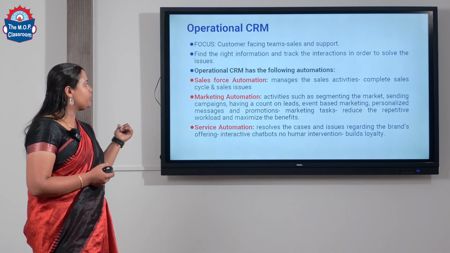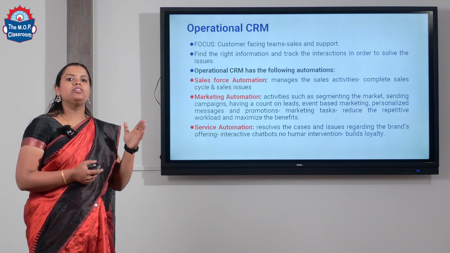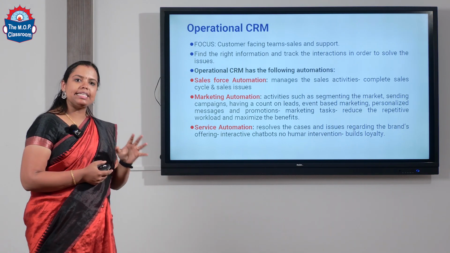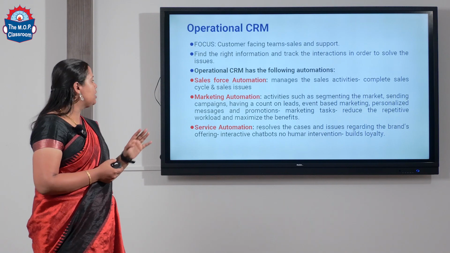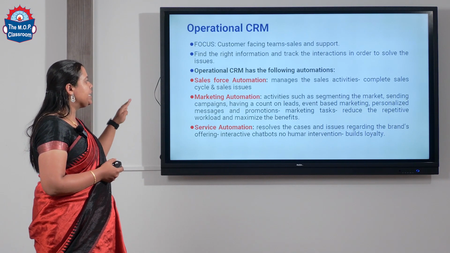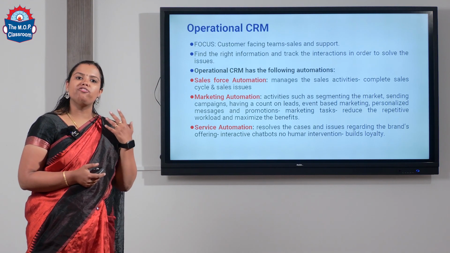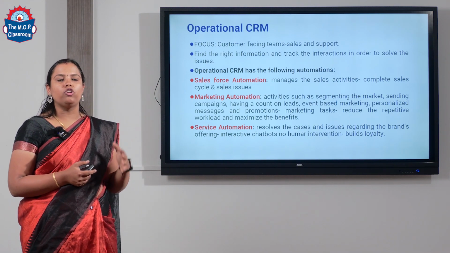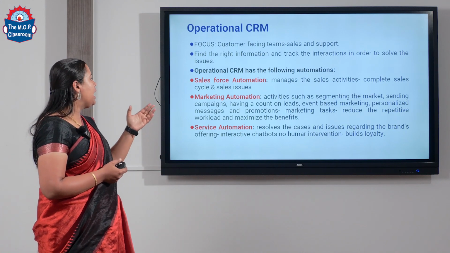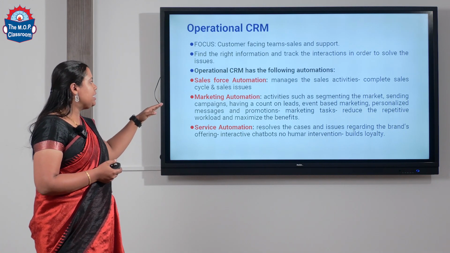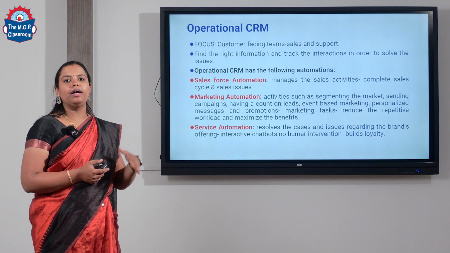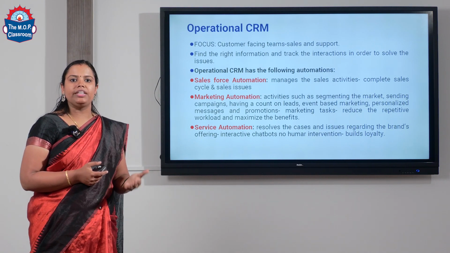First one is your sales force automation, where it completely manages your sales activities, your sales cycle and resolves all the sales issues. Next is your marketing automation. Marketing automation mostly deals with personalized messages and what kind of marketing campaigns you take up, in offline or online marketing systems. Definitely, this will reduce the human campaigning part, which is much less effective nowadays.